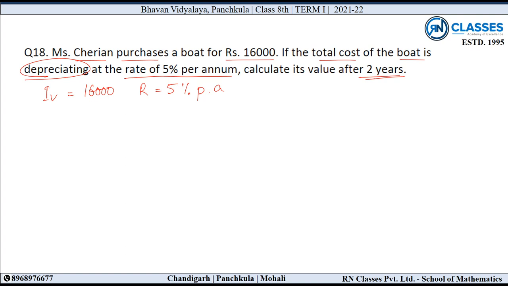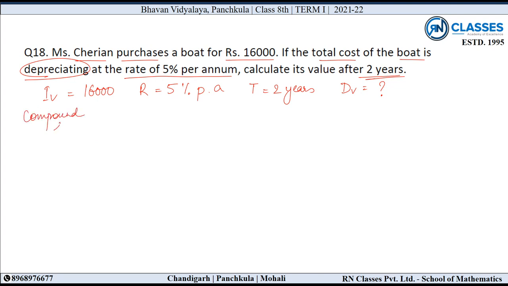Now, calculate the value after 2 years. Value after 2 years means, what do I have to find? After 2 years, so time is 2 years. So I have to find the depreciated value. This is to be found out. Right? So will the compound formula be used or the simple formula? Of course, the compound formula will be used.